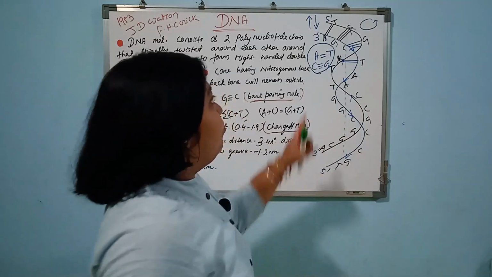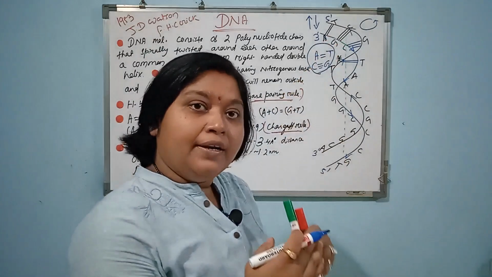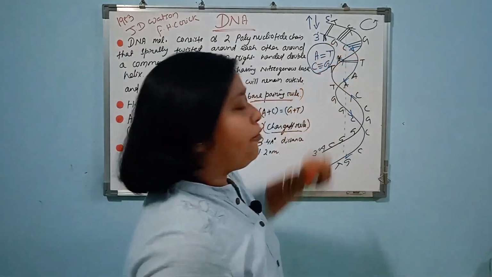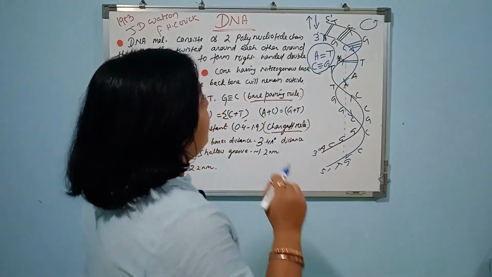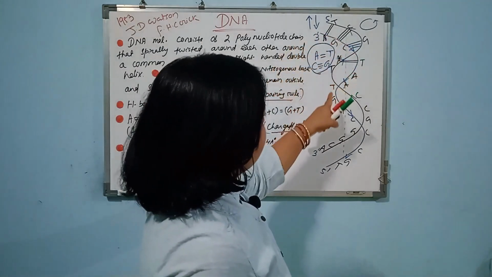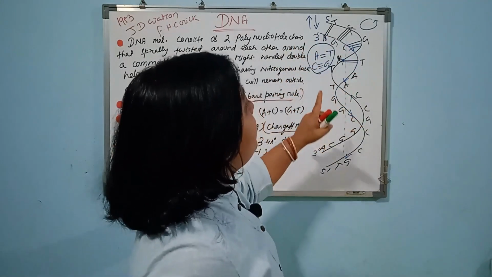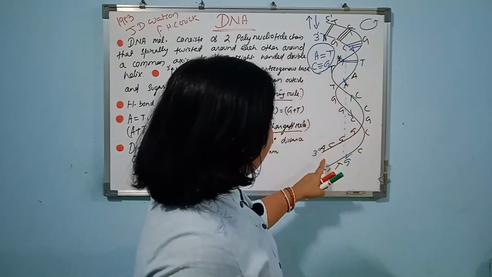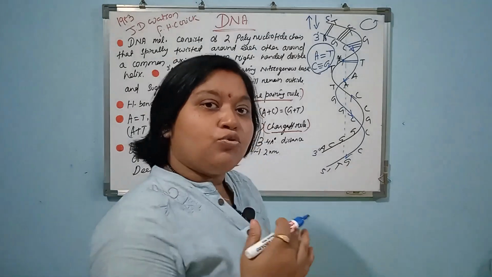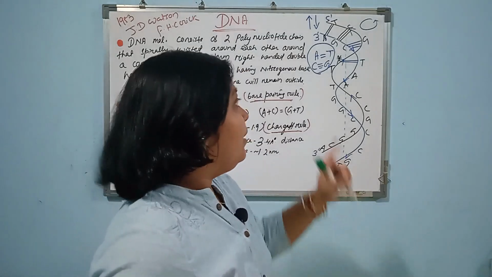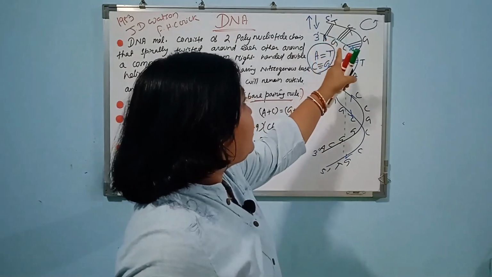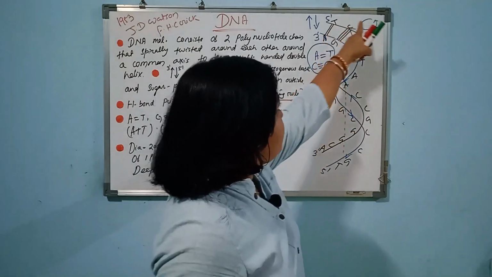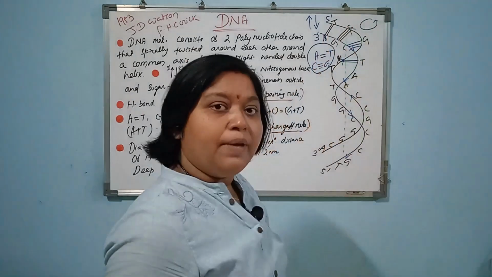So what will happen? Both the strands will remain stable by hydrogen bonds. If you see its structure, you will find the nitrogenous bases present at the core of this DNA, and the sugar phosphate backbone will remain outside, or you can say on both sides of these nitrogenous bases. On both sides you will find the sugar phosphate backbone.